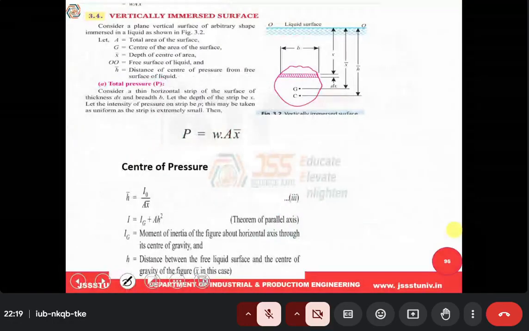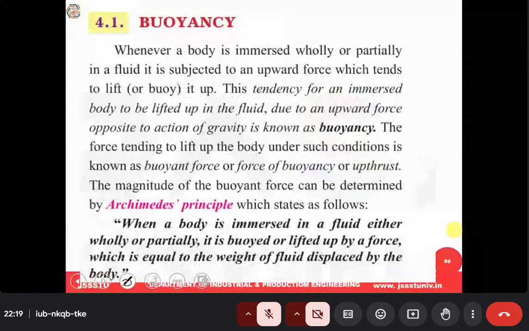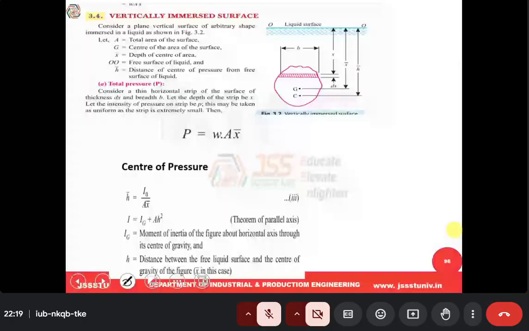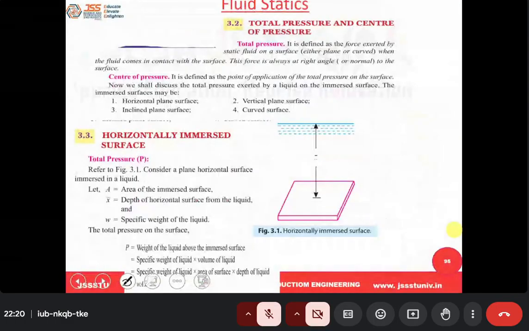then how to calculate the total pressure in different cases, like inclined surfaces and immersed bodies. Then we take up a very important topic like buoyancy and Archimedes principle, which is very interesting. So that we are going to cover now. Fluid statics, as we discussed in the beginning itself, is the study of fluid when it is either at rest or moving with a very slow velocity. That is called fluid statics.